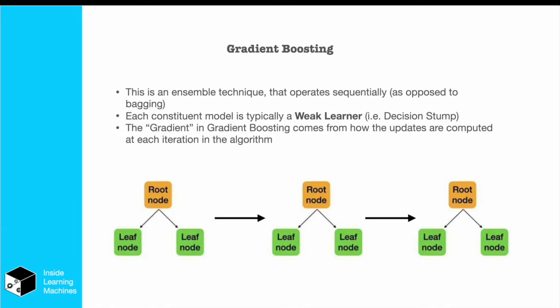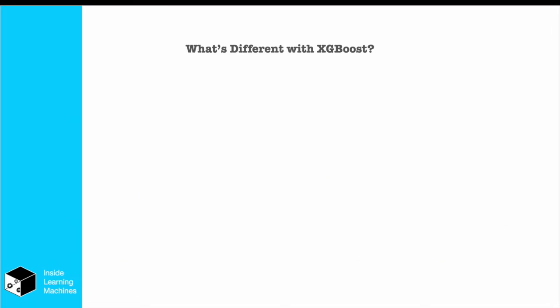And now this third decision stump gets to focus in on just those samples where the first two models got things wrong. So we can continue doing this. At each iteration, we just add on another decision stump and keep attacking the problem that we have. And in this way, we can build a very powerful estimator for doing supervised learning. So what's different with XGBoost?